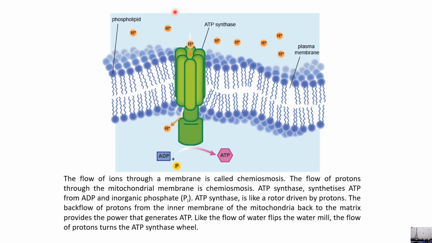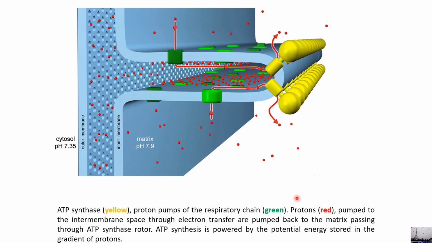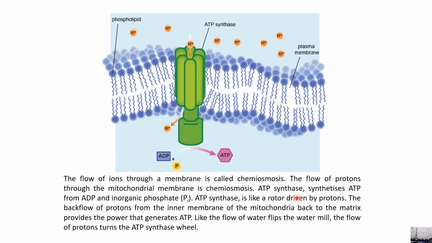So the flow of ions through a membrane is called chemiosmosis. The flow of protons through the mitochondrial membrane is chemiosmosis. ATP synthase synthesizes ATP from ADP and inorganic phosphate. So ATP synthase is like a rotor driven by protons.